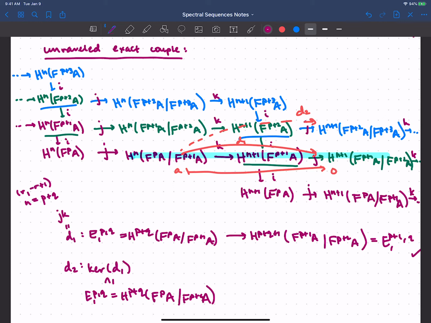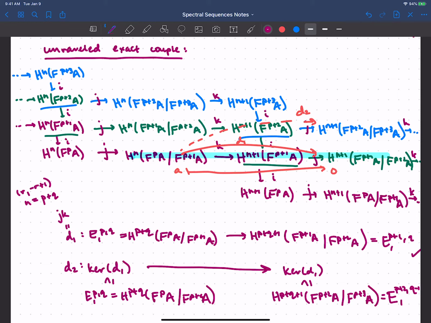And then this thing should map to stuff that's in the kernel of D1 as it sits in, well, where did we lift that class to? We lifted it to something in H_{p+q+1} of F^{p+2}, I'm looking at that blue thing up there, mod F^{p+3}, and that's E1, what is it? I guess p plus 2, and then q minus 1. Whew, just slipped it in there. Okay, so that does, in fact, look like something on our page that's going to go over 2 and down 1, so that also checks out.